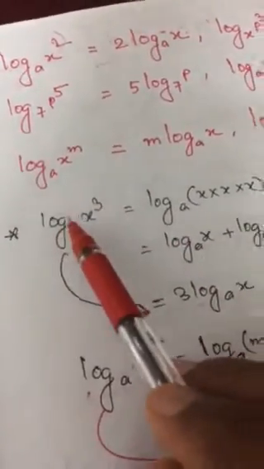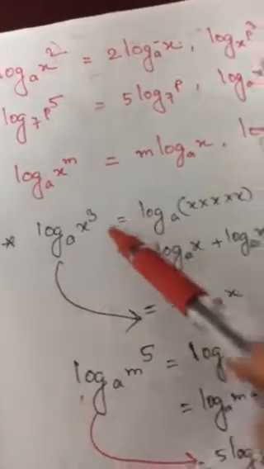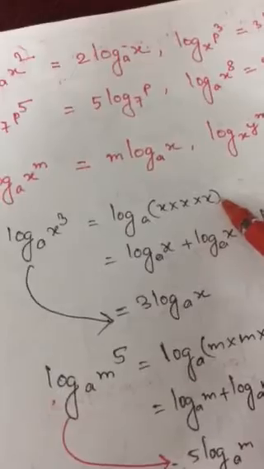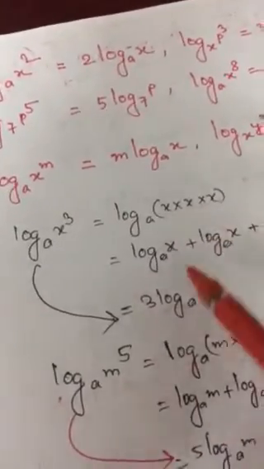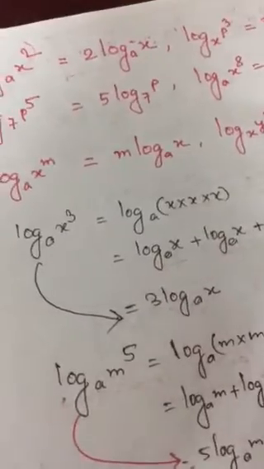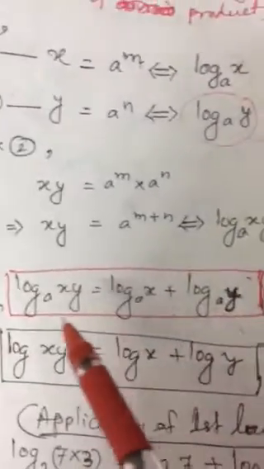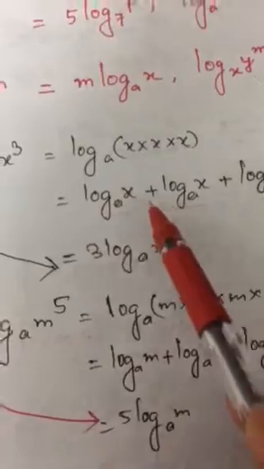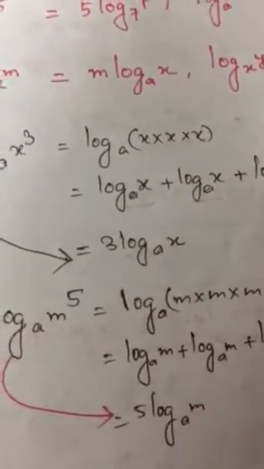You see here, log x cube to the base a. X cube can be written x multiply x multiply x. Can it be written or not? It can be written. So it is in the form of product. Form of product can be written in the form of sum as per this first law, this product law. So this product is written in the form of sum.